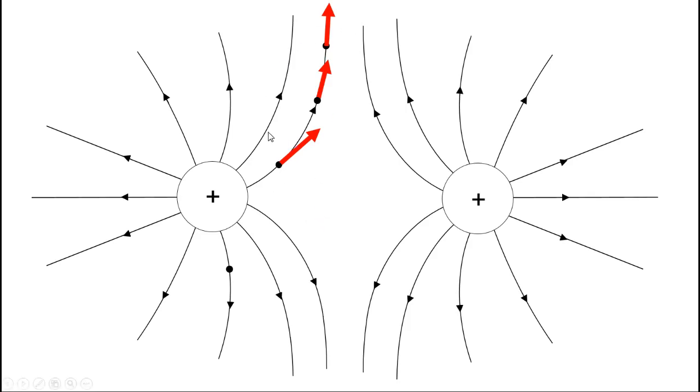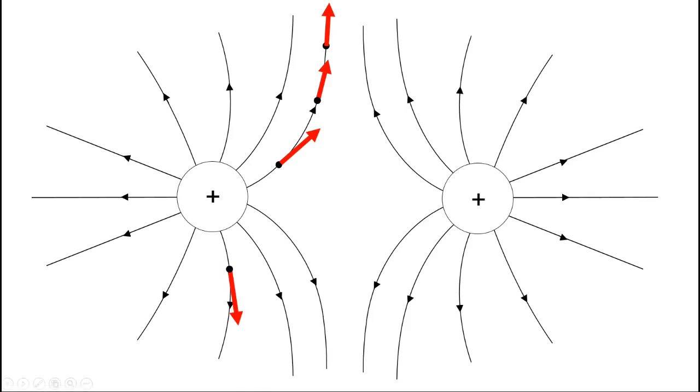Well, look back up top. Our rule is that the E vector is always tangent to the field line. So this E vector is tangent to the curved line at the point. At this point, the E vector in red is tangent to the line. At this point, the E vector is tangent to the curve. So down here, the E vector would have to be tangent to the curve.